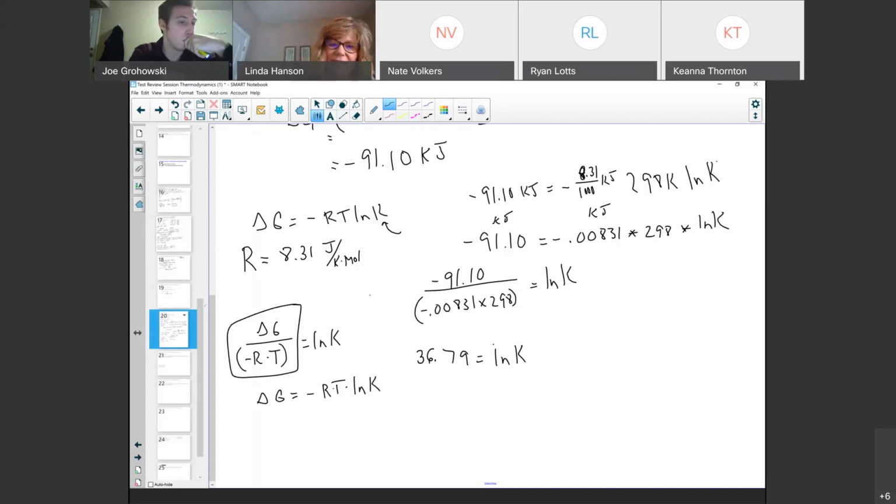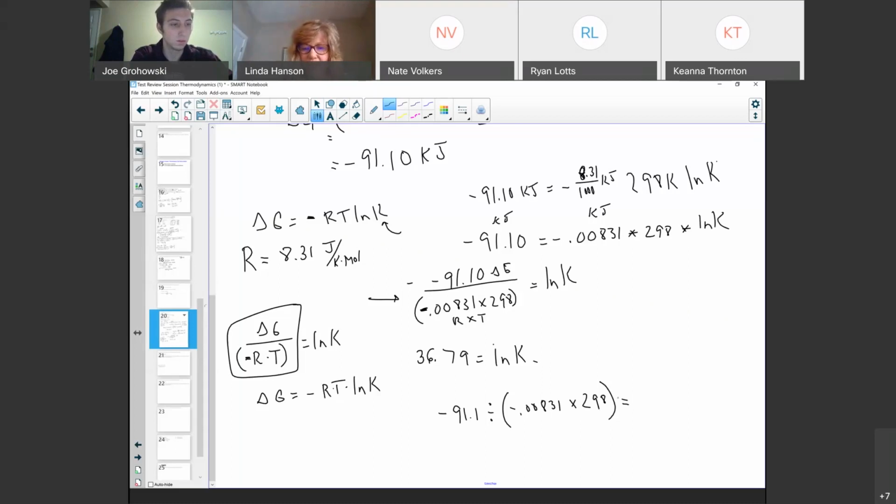My key sequence was right here. There's my delta G. And then in a parenthesis, I did divided by parenthesis R times T. But remember, when we did our equation, it's negative RT ln K. So make sure you're making that negative sign down here. That's why I have a negative RT. So with your calculator, you would hit negative 91.1 divided by parenthesis 0.00831 times 298 close parenthesis equal.